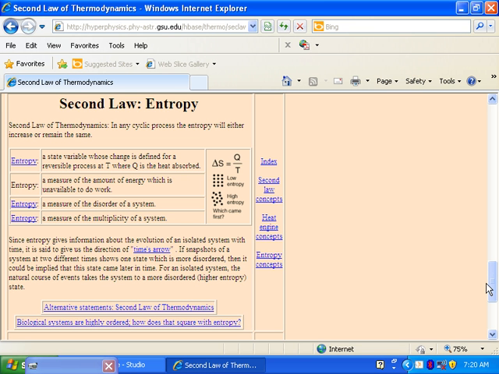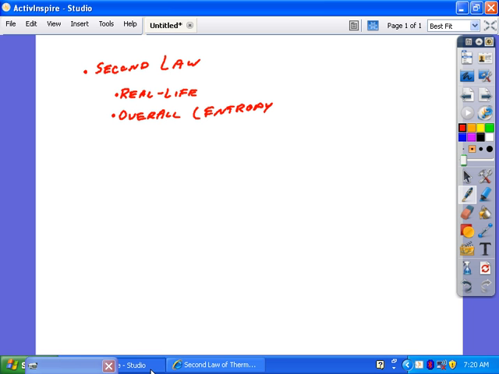Right? In any cyclical process, the entropy will either increase or remain the same. Now, first of all, entropy is literally, you can think about that as chaos. Okay, so let me flip back to the chart over here. Now, when we're talking about entropy, entropy is literally chaos. Now, I'm going to go back to that other page, but I want to talk about this briefly.